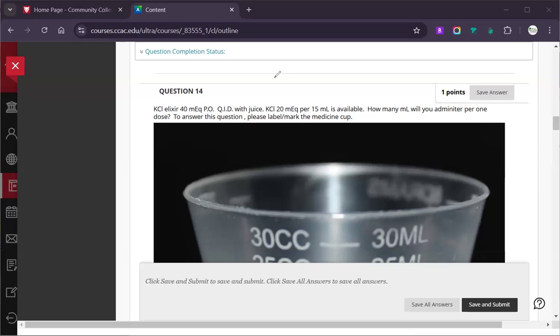So I'm going to just use ordered over available. My order is 40 milliequivalents. My available is 20 milliequivalents. And then my quantity is the 15 ml. So 40 over 20 is 2, times 15 is 30 ml.